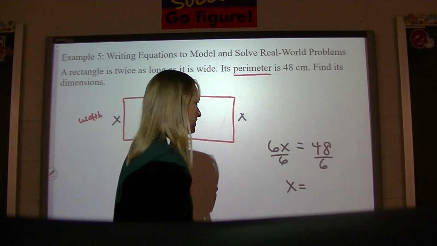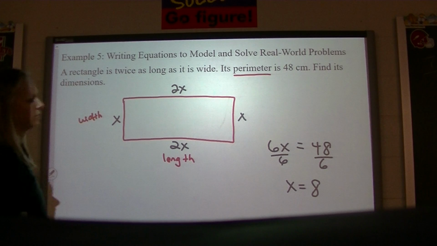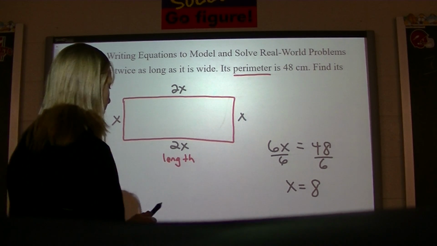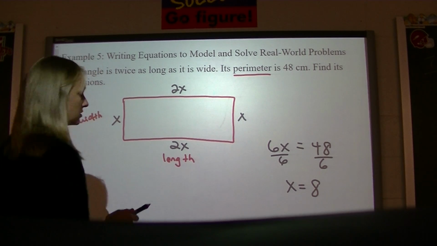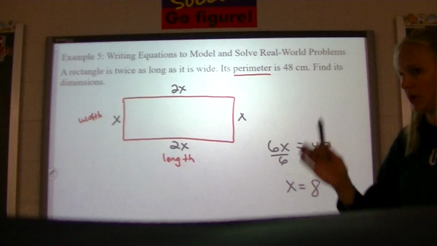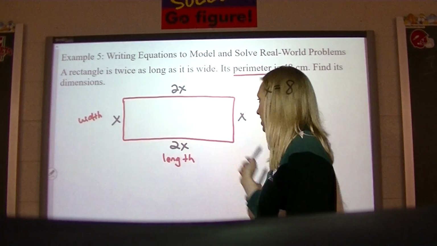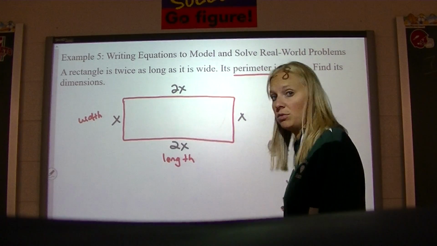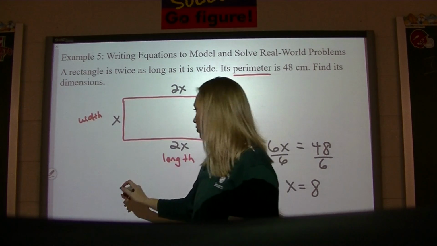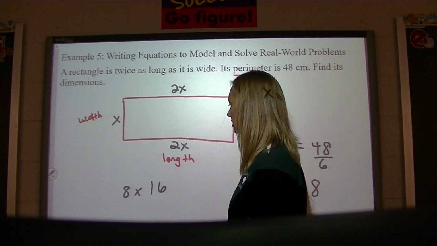48 divided by 6 is 8. You're not done. x doesn't equal 8. That's not the final answer. Go back to the question: find its dimensions. What's the length by the width, or width by the length? So we take 8 and plug it in for our x, just like evaluating expressions. Take the value, plug it in. So our width is 8 by our length, which is 16.